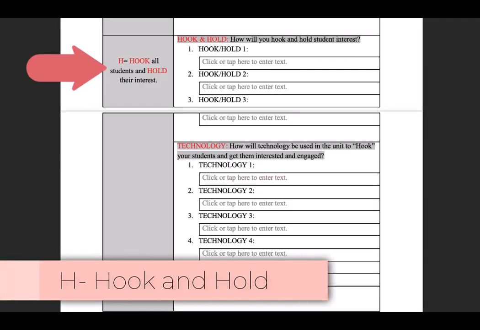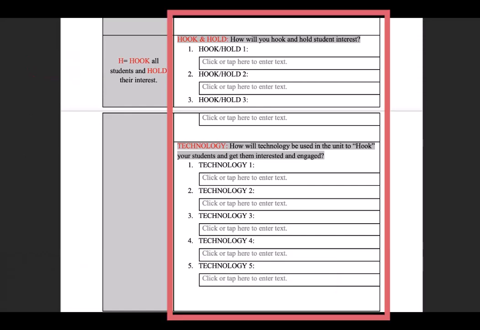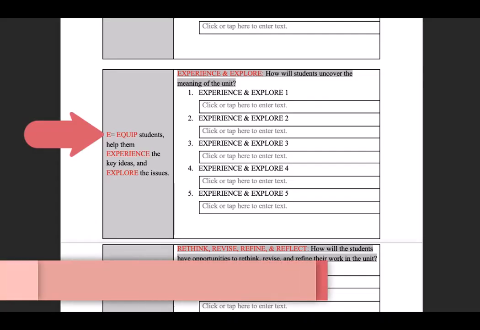The H stands for hook and hold. This is the hook that engages the student's interest in learning and holds their attention and excitement throughout. This digs into the big idea and draws the student in. In this section, you will list how you will hook and hold the students and also how you will incorporate technology. The E is about equipping the students for their expected performance.